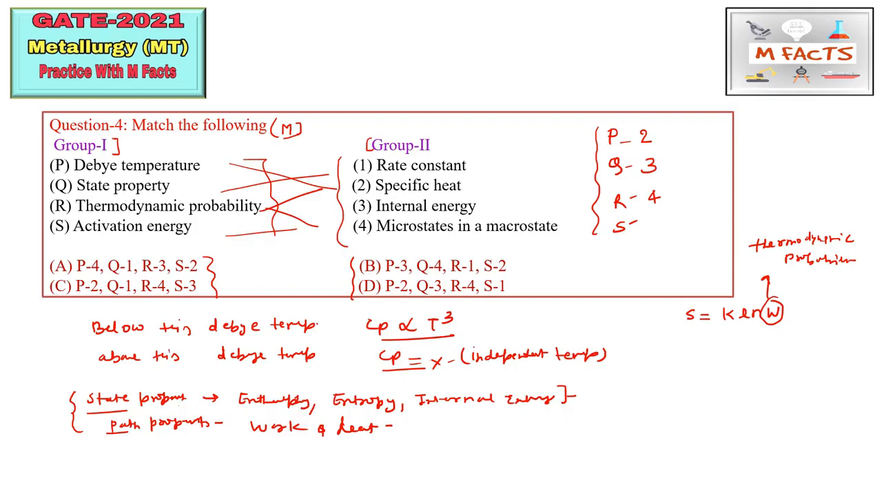The last one is activation energy. You all know activation energy is related to the rate constant by the Arrhenius equation: R equals A exponential of minus Q by RT. Here Q is the activation energy and R is the rate constant. So you can relate activation energy to the rate constant. So our code is 2341. So 2341 is correct for this question, the D part.